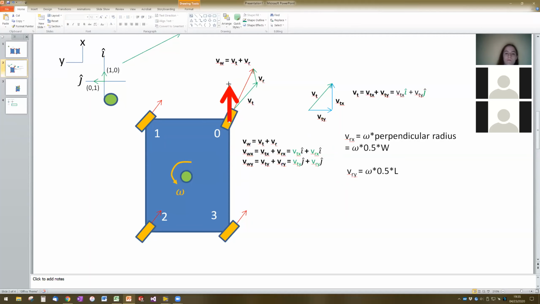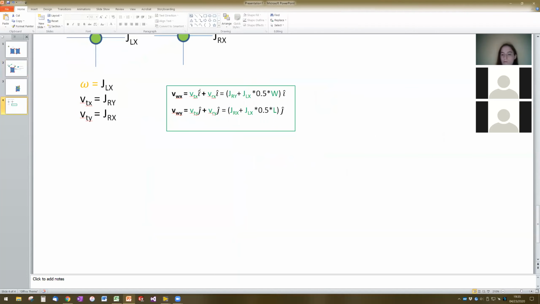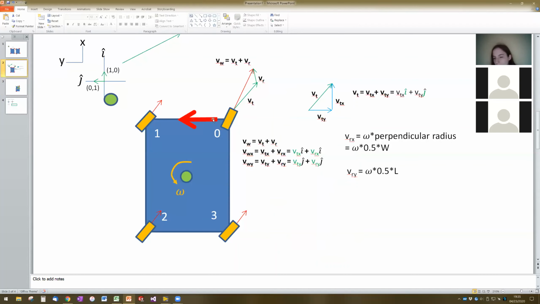We have a similar case where if we are looking at this vector, that's the positive y direction, that also causes us to rotate counterclockwise. And so we also have an agreement between the positive y direction and the positive omega direction. And so we can also have a positive here. Now, this solution that we have in the green box is for this wheel module 0 specifically.